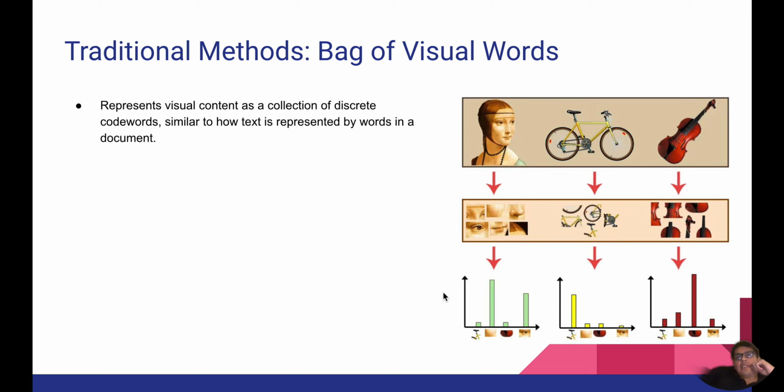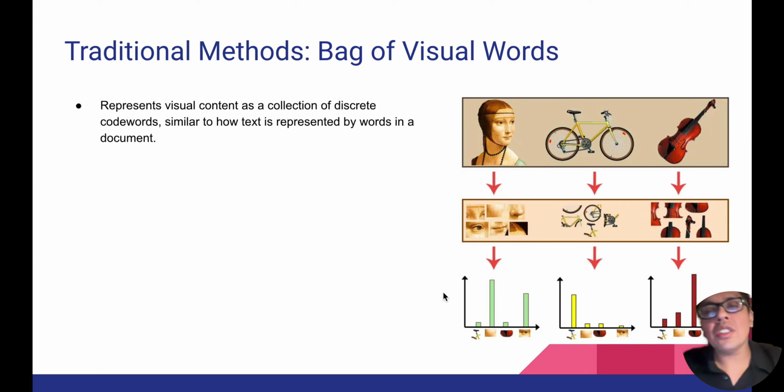Before we get to the deep learning stuff, we're going to talk about traditional methods. One of those is called visual bag of words. What is the visual bag of words? You can think of it like the bag of words model when it comes to NLP tasks. The visual bag of words is an older technique which represents content as a collection of discrete code words, similar to how text is represented by words in a document.